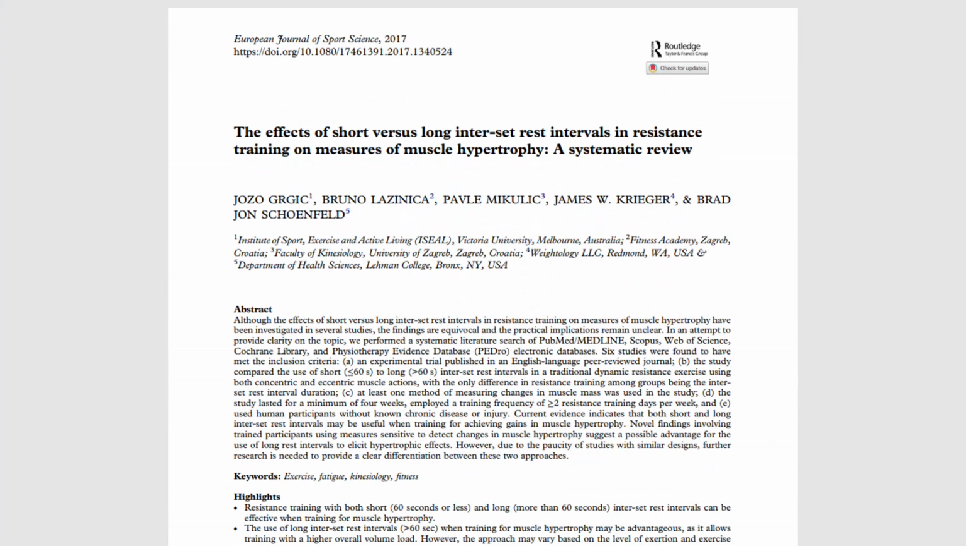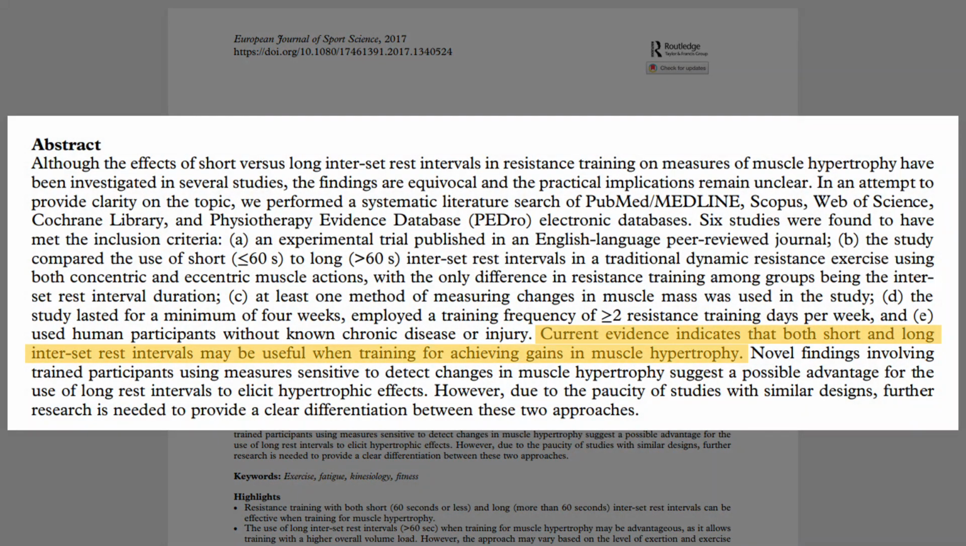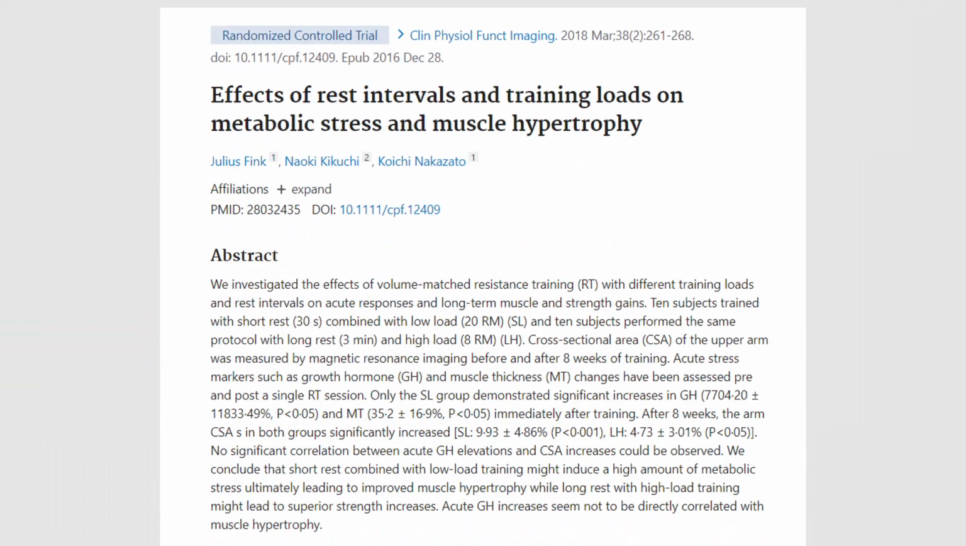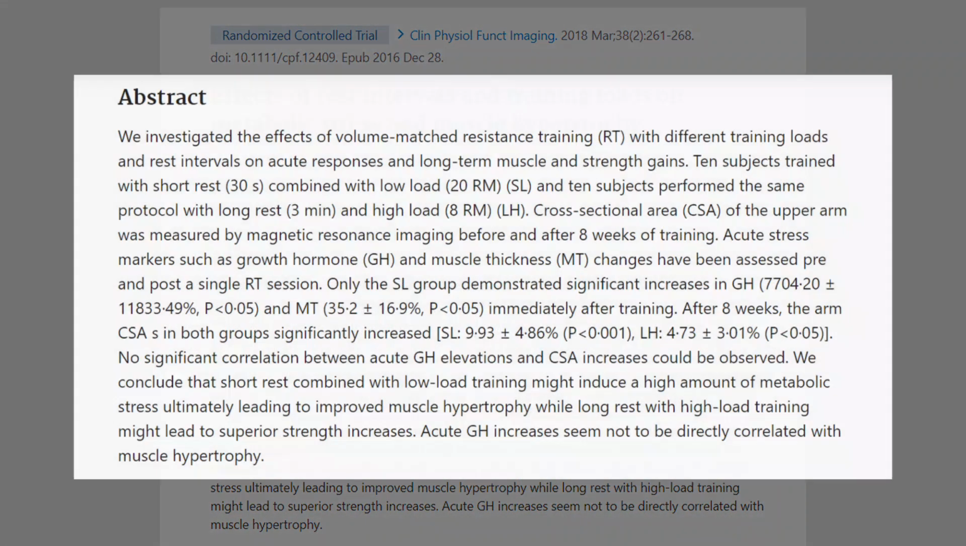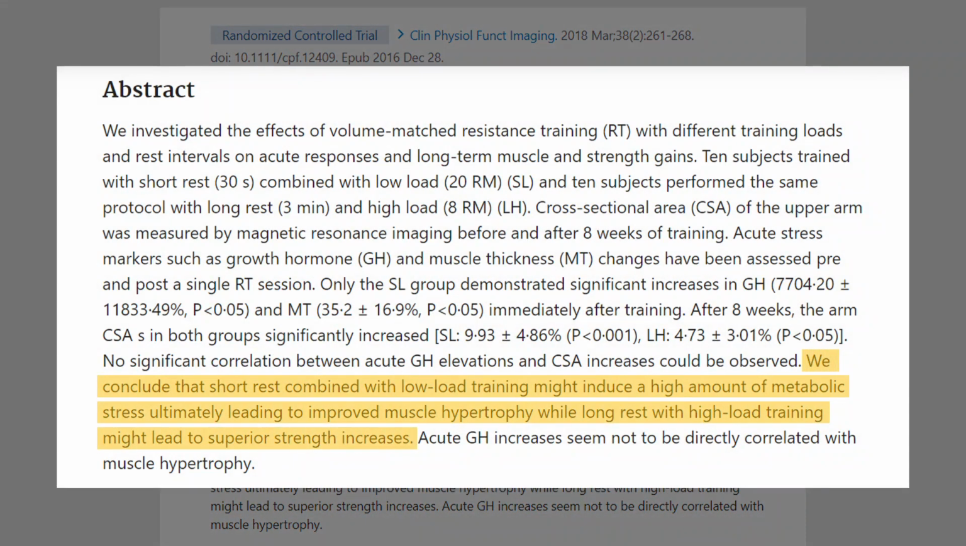It is not entirely clear what length of rest periods are best for muscle growth. This systematic review concluded that both long and short rest intervals are effective at producing muscle hypertrophy, although there was a slight trend for longer rest intervals to be superior. So why do rest intervals have minimal effect on hypertrophy outcomes? This study concluded that shorter rest periods induce greater metabolic stress, while absolute load lifted benefits more from longer rest periods. So there seems to be a spectrum here.